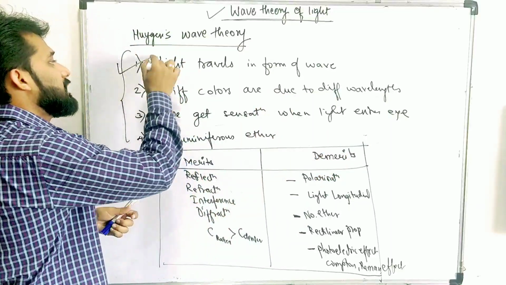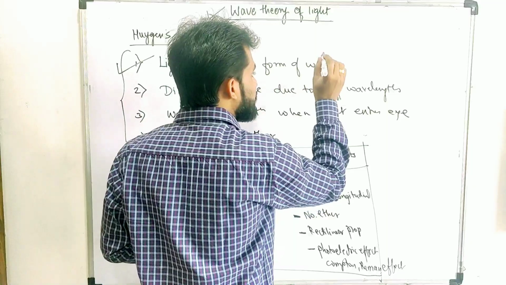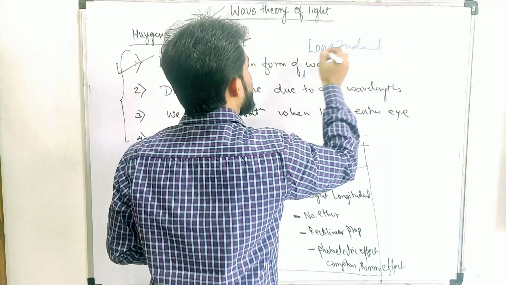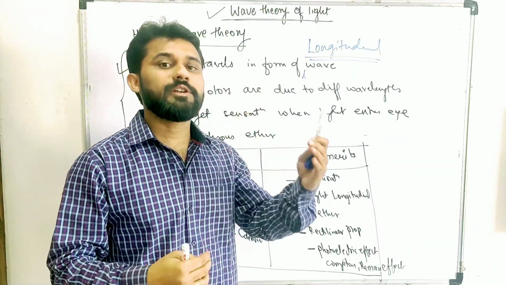Obviously, the first point will be that light travels in the form of waves, but Huygens suggested that light travels in the form of longitudinal waves. Now this is very important. Light travels in the form of longitudinal waves. There are two types of waves, transverse and longitudinal.